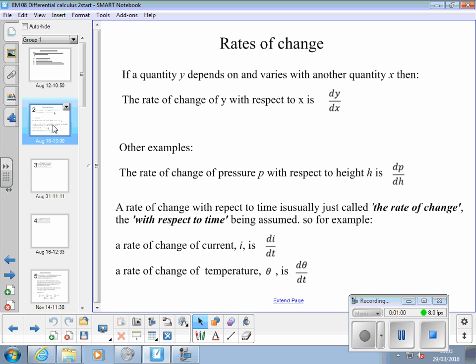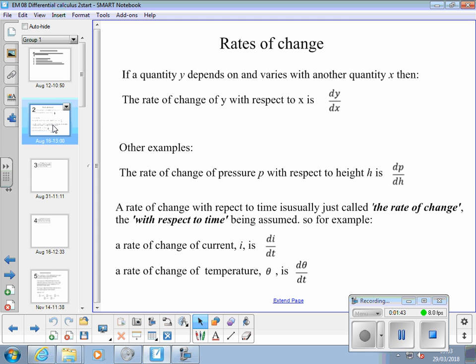So, rates of change. If a quantity y depends on and varies with another quantity x, then the rate of change of y with respect to x is dy by dx, i.e. if we want to know the rate of change of a function, we differentiate it and find dy by dx or whatever other letters we come across. If we were trying to find the rate of change of pressure p with respect to height h, for instance, in the tank, then that would be dp by dh, how the pressure varies with the height of liquid in the tank.